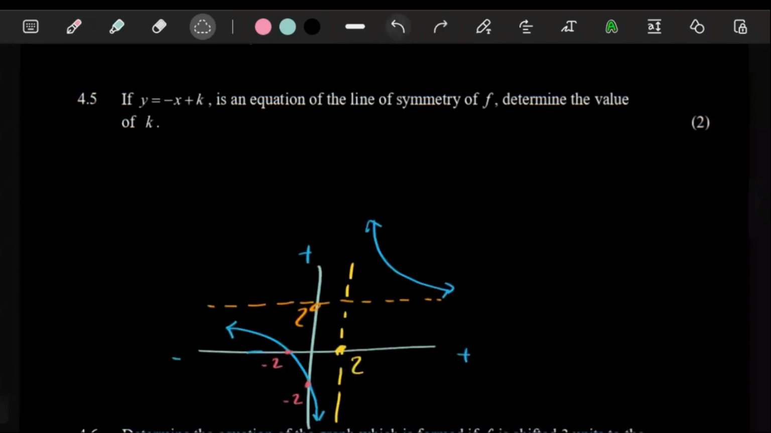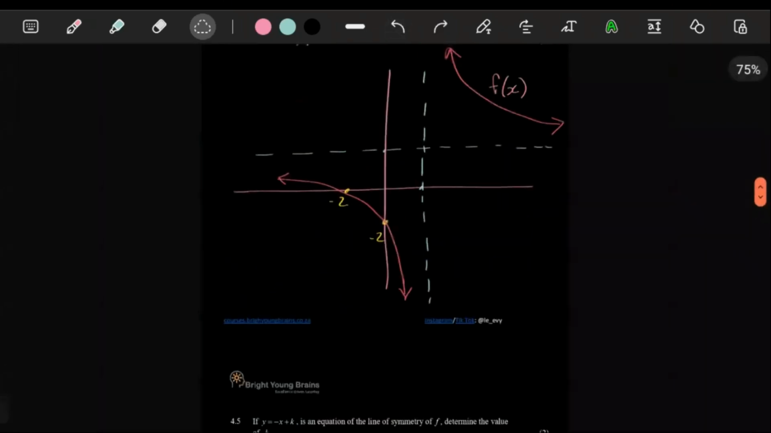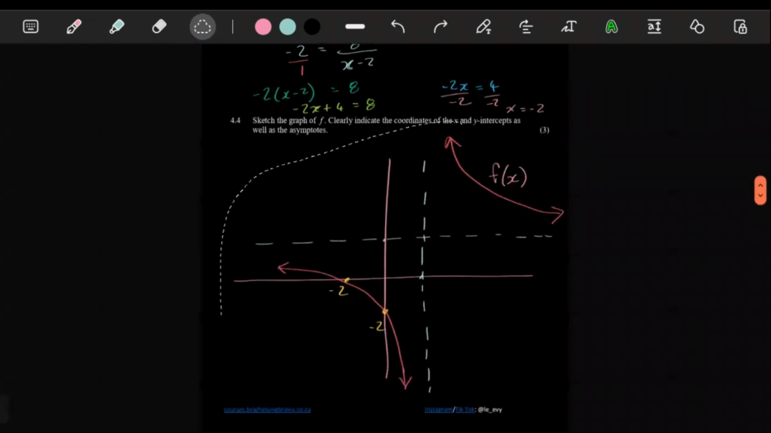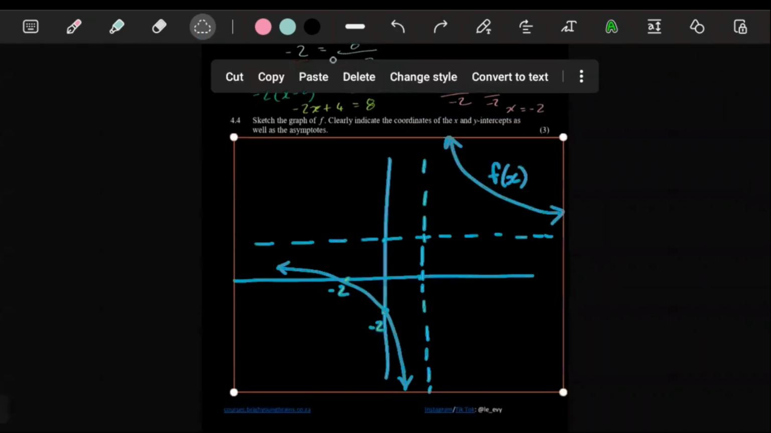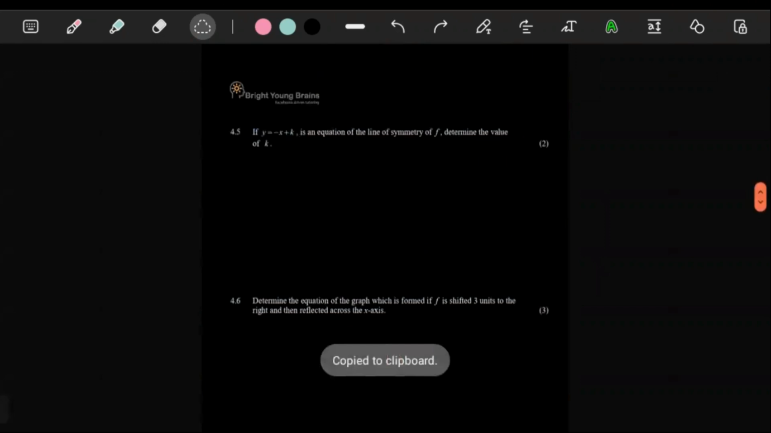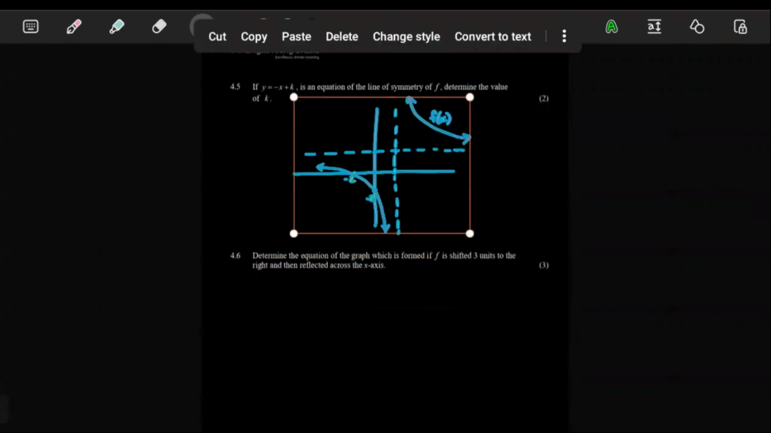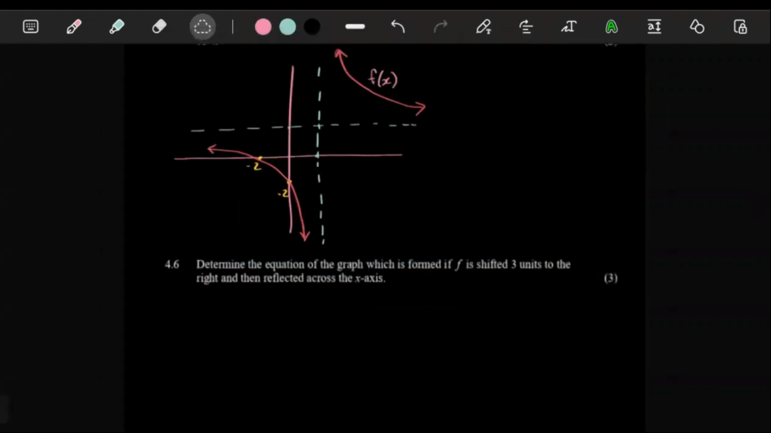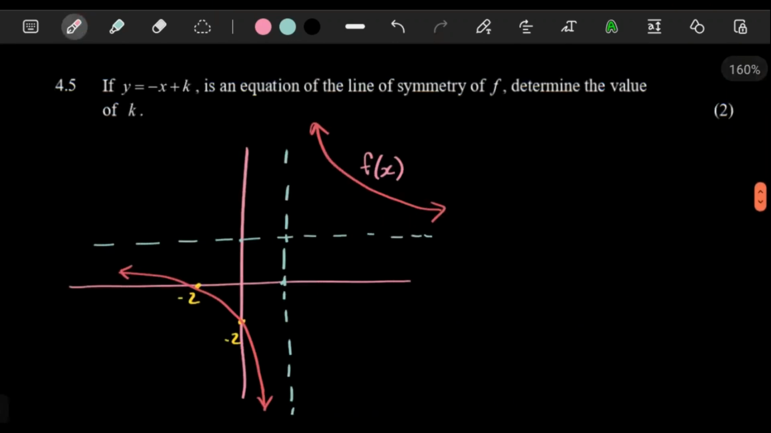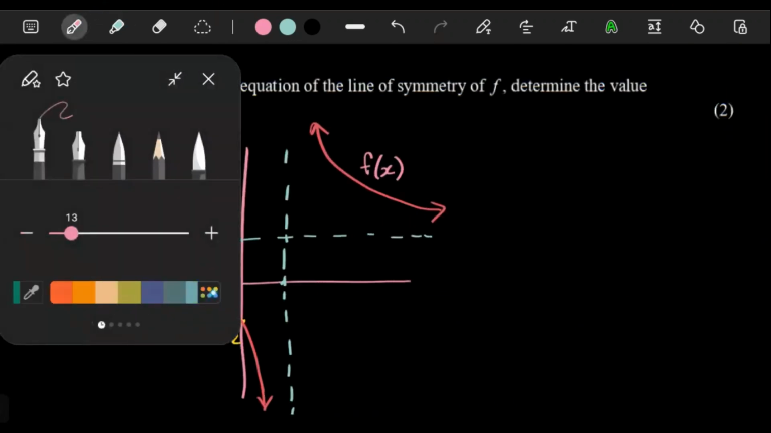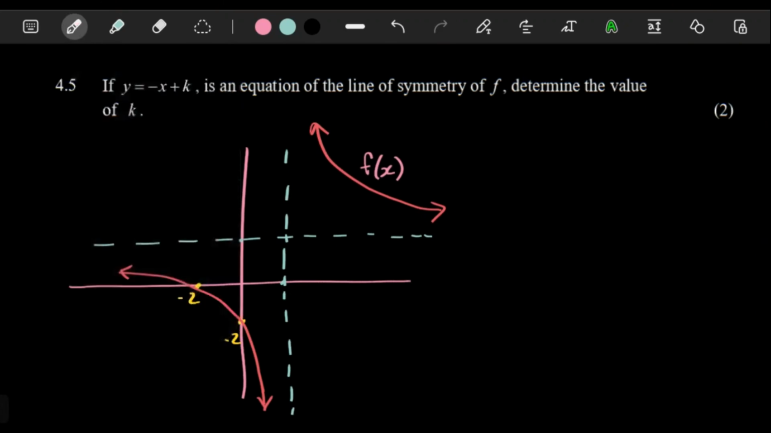Actually, let me not even use this sketch. Let me use this one that's a bit nicer. Just copy this, make it a bit smaller. So with our sketch here, what we need to remember is that, as we said already, a hyperbola always has two axes of symmetry. Our first axis of symmetry will always have a positive gradient. The other one will always have a negative gradient.